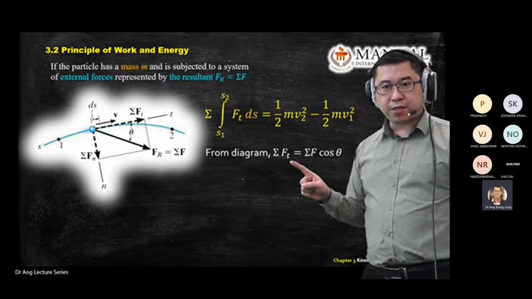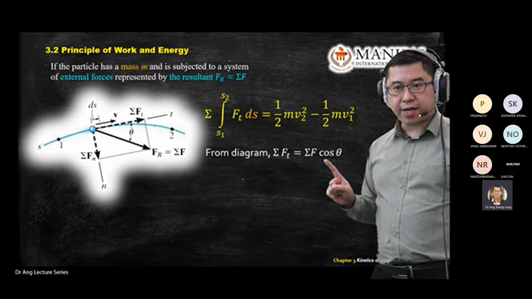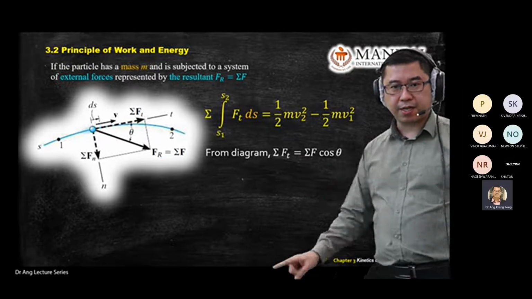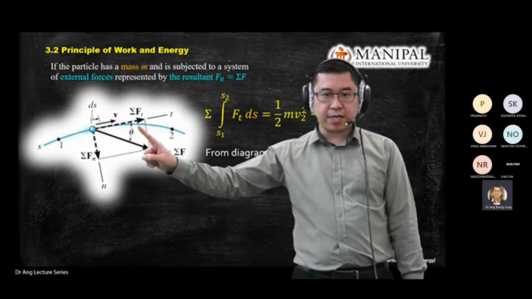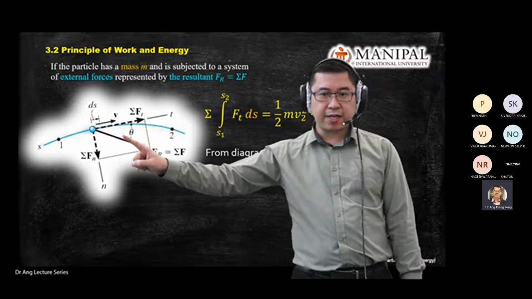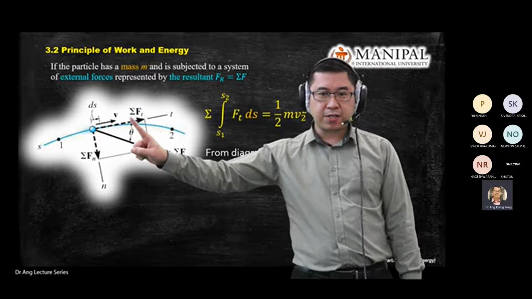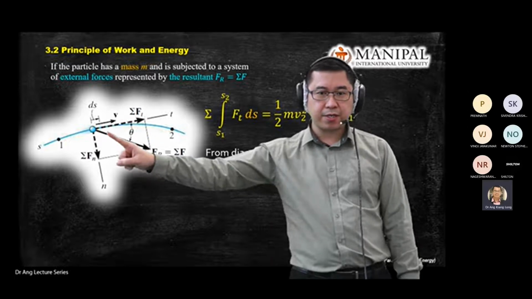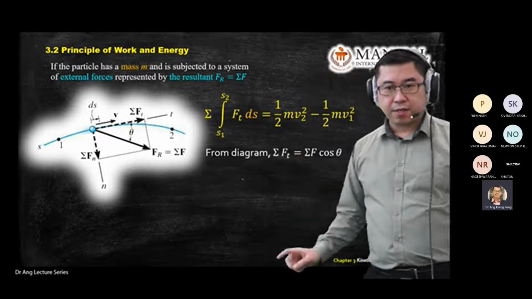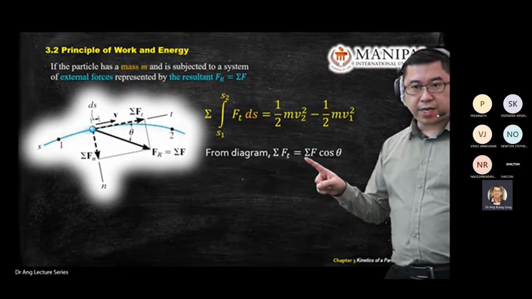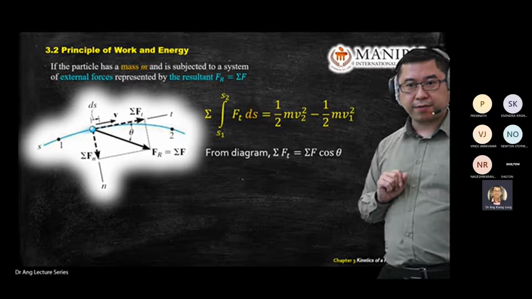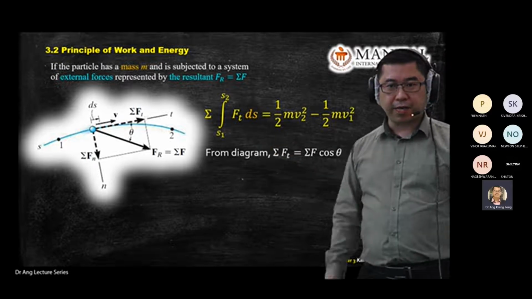So your force in the tangent direction, you can write as force cos theta. Why? Side and hypotenuse. This is 90 degrees. This is your angle. What is cos? Cos is side divided by hypotenuse. So you get the force in tangent equal to force cos theta. You substitute inside there.